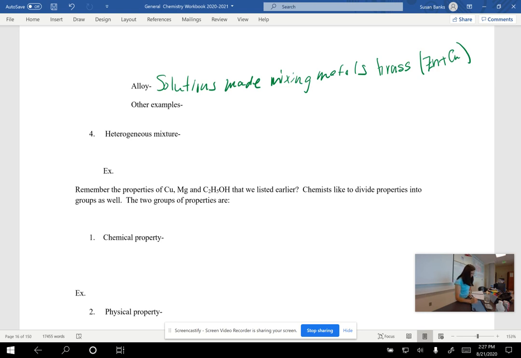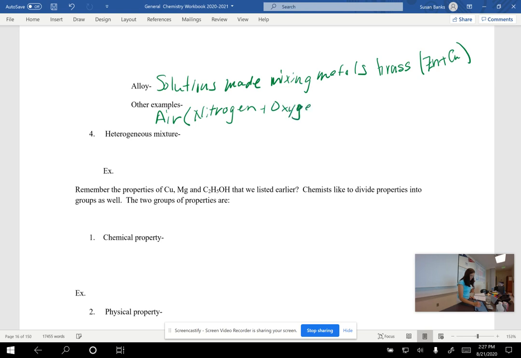Other examples, air. Air is a solution. Air is a mixture of nitrogen and oxygen. And we've got some other gases going on too. We have argon and carbon dioxide and a bunch of other trace gases here. Nitrogen is about 78%, oxygen is about 21%, argon is about 0.9%, and so on. It just gets smaller from there on out. Okay?